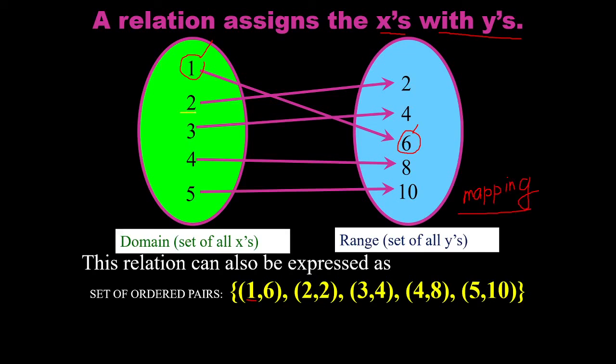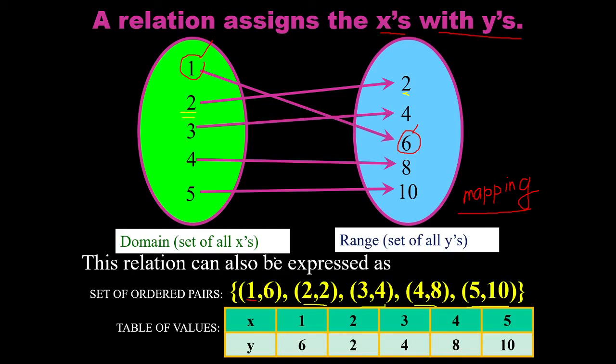I'm gonna be assigning 2 with 2. So the set of ordered pairs, you have here (2, 2), (3, 4), (4, 8), (5, 10). And then, you have here the table of values. So, when I say table of values, it's this one. You have here the x values and the y values.